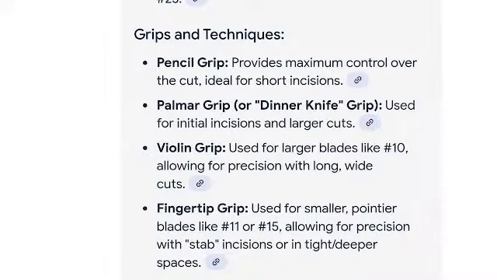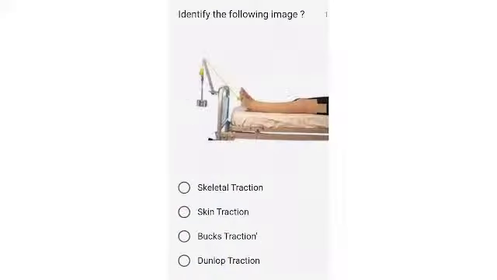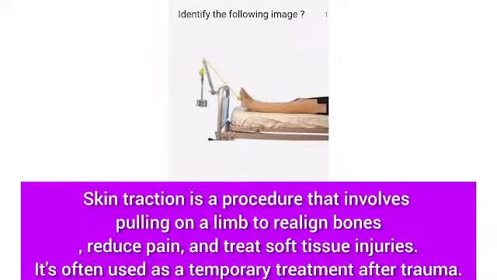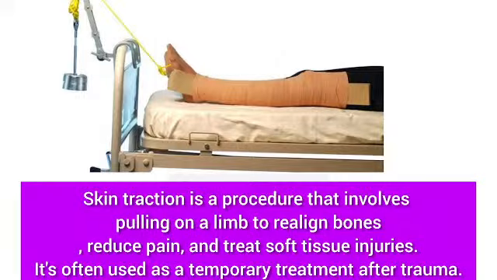Okay, next move on to another question. Look at the picture. Identify the following images. Option A, skeletal traction. Option B, skin traction. Option C, Buck's traction. Option D, Dunlop traction. So what is the correct answer here? Can you guess? Already we have seen the Dunlop traction, that means it is not the correct answer. It is skin traction. That is the correct answer.